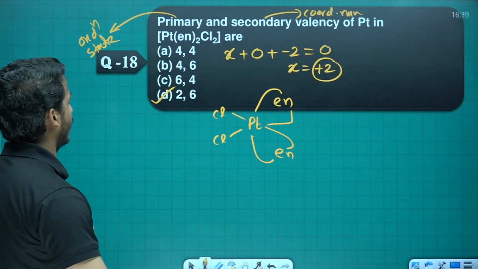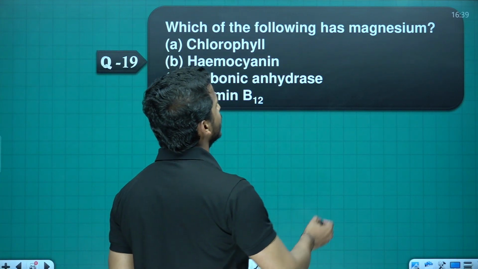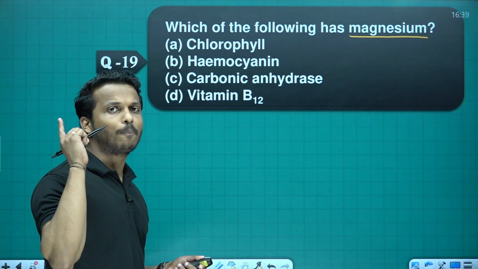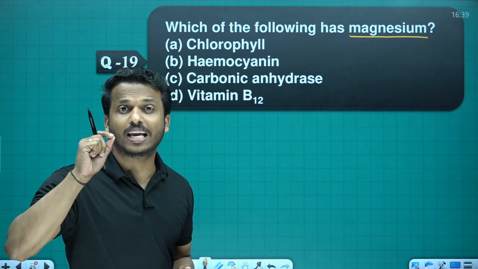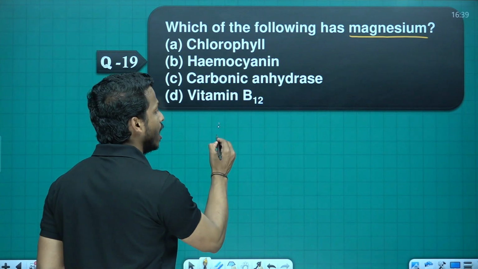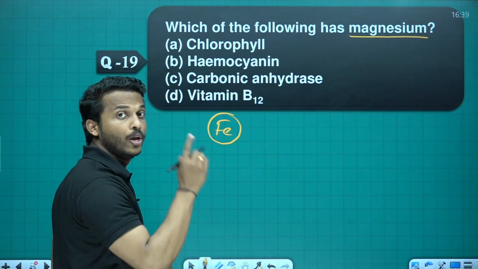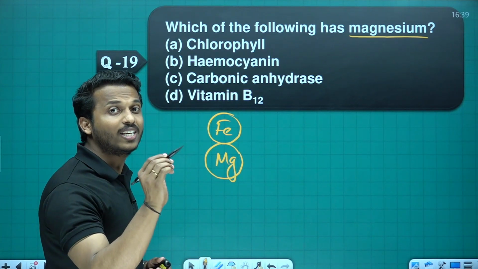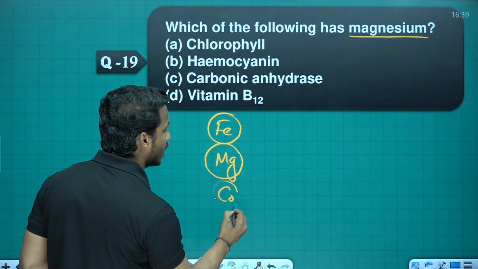Be careful. Which of the following has magnesium? We studied in our applications part, in biological systems, coordination compounds are present. For example, hemoglobin, iron is the central metal atom. Chlorophyll pigment, magnesium is the central metal atom. Vitamin B12, cobalt is the metal atom.